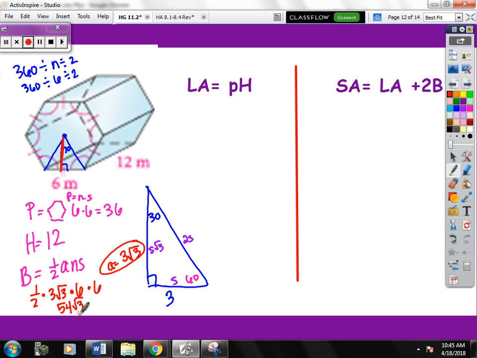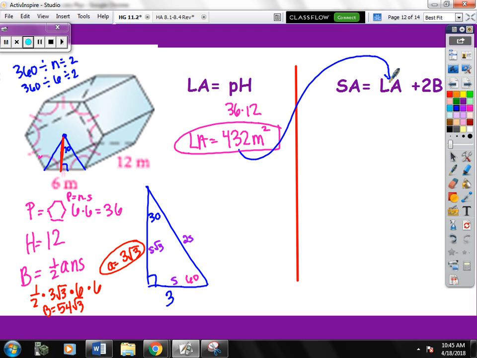All right, so that's big B. Now you just have to plug all this stuff in. Find out your areas. So for lateral area, we'll get 36 times 12, which will get us 432. Take that and plug it in for lateral area and add on 2 bases.